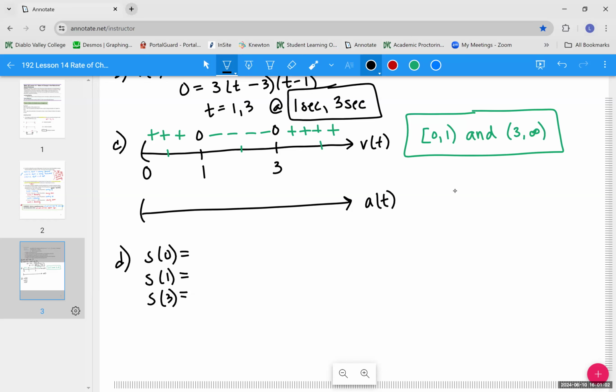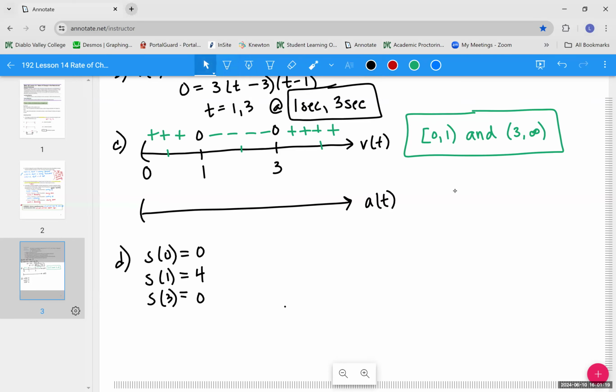So if you plug them in, which I already did. Oh no, I already didn't. Oh yes, I did. S of 0 was 0. S of 1 I got 4, and S of 3 is 0.